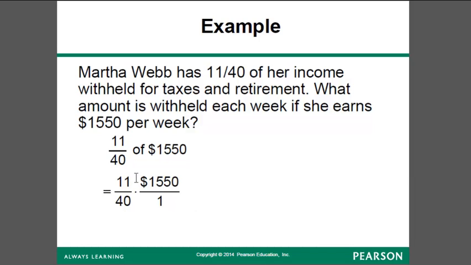Remember, when we're multiplying, we multiply numerator times numerator, denominator times denominator, and we can divide at the end. And we will get that this is $426.25. How I got that was taking 11 times 1,550 and then dividing by 40.